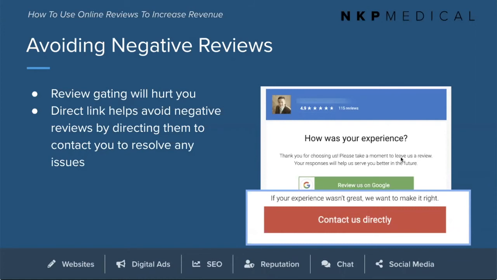And so what we do is, when we send out that message saying, how is your experience? You're going to see green buttons. You're also going to see a red button. So if you have a great experience, we'd love to get a review. Please click here to review us on RealSelf. That's how the positive ones come through.